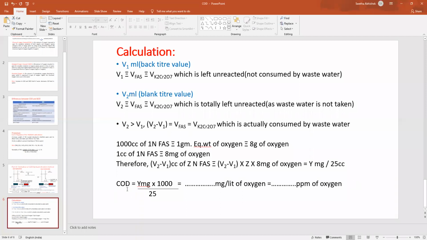So what is COD? It is the amount of oxygen required in ppm for complete oxidation of both organic and inorganic impurities. This is how you have to calculate COD by the back titration method.